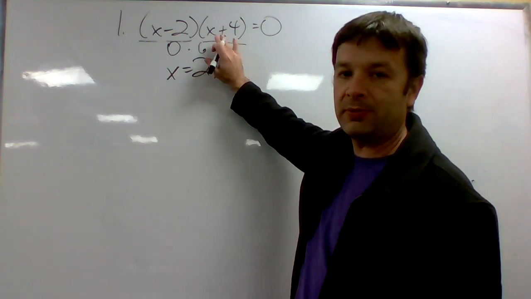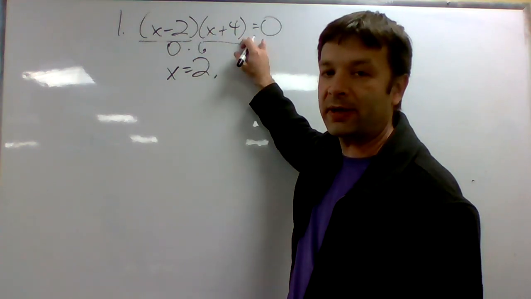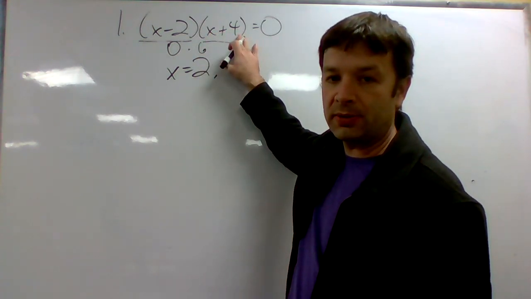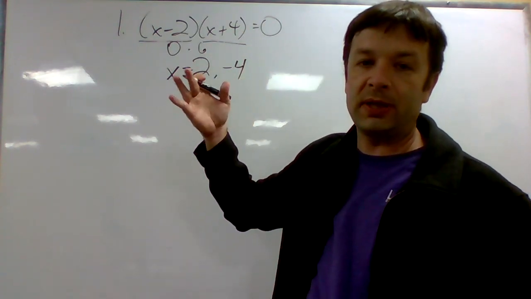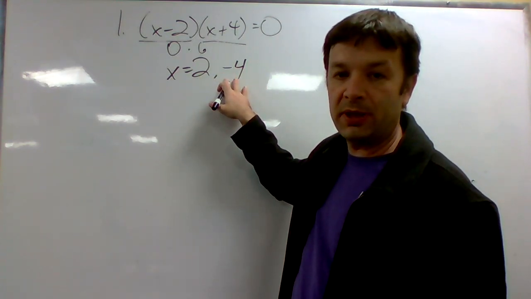So the second answer will come from this right here. What x could I plug in to make this factor into a 0? So what plus 4 is 0? And the answer to that would be negative 4, which is the opposite of 4, right? Negative 4 plus 4 is 0. So that would also give me a possible answer.